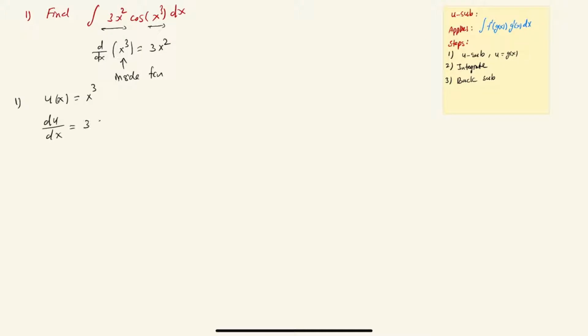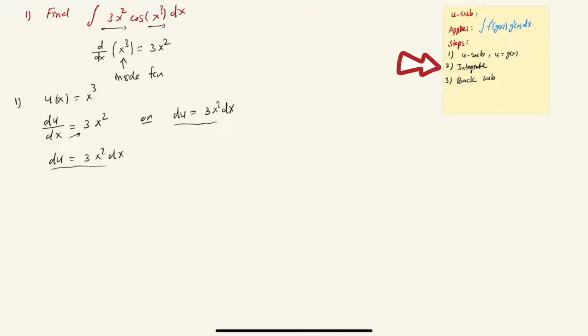Now I'm gonna move dx to the other side. Or what we can do, we can write du equals 3x squared dx. This is way easier, and I'm gonna use that in the following examples.